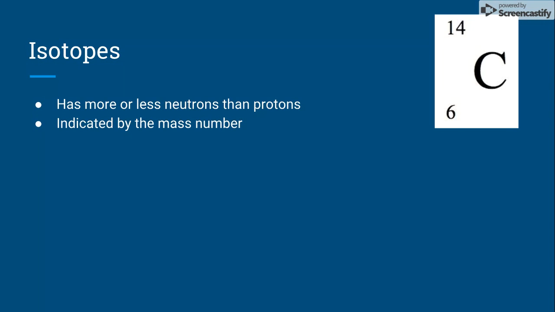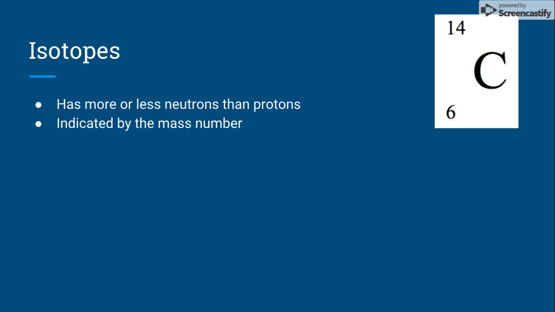However, there are some times where this is not the case. One example of this is when an atom forms an isotope. So an isotope is when an atom has more or less neutrons than protons.